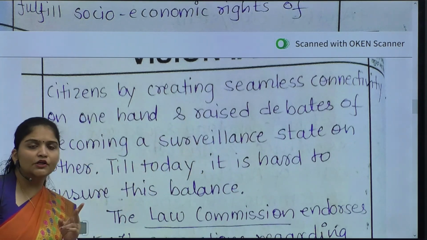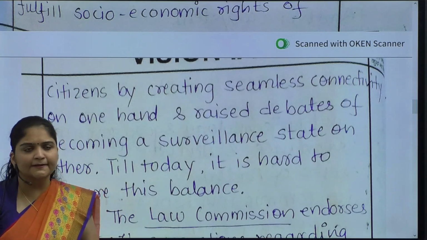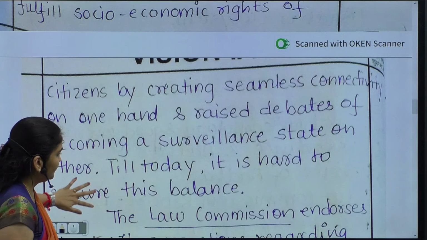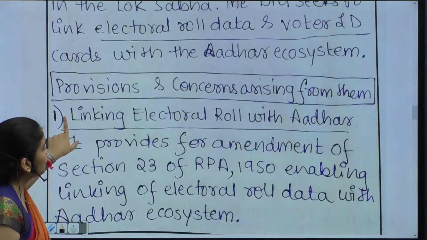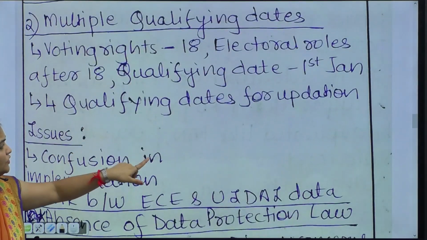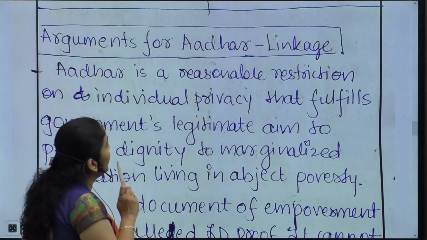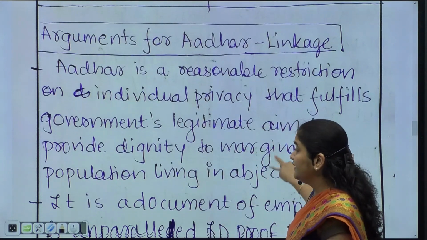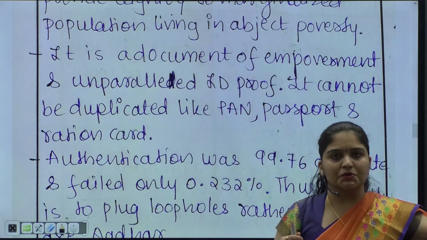So you have shown both sides of the coin. What is the key debate with Aadhaar? On one side social welfare, on the other a surveillance state. Till today it is hard to ensure this balance. Then how the Law Commission recommended unifying the electoral roll. So you talk of the provisions, and the issues and benefits of the provision. Similarly, for the second provision, also issues and benefits. Then we will say arguments for Aadhaar linkage and arguments against Aadhaar linkage. This is how a debate has to be created. Here, you should not write only as much as the electoral roll data in the question.